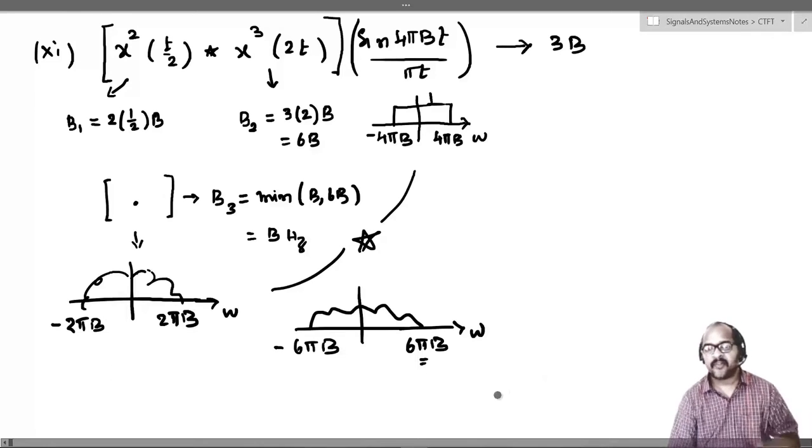With that we are done with the sampling theorem, and next let's move on to the last topic of continuous time Fourier transform, which is LTI systems.